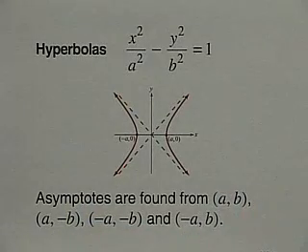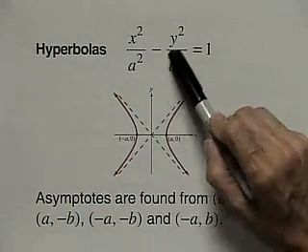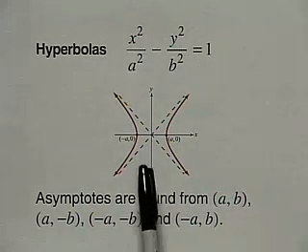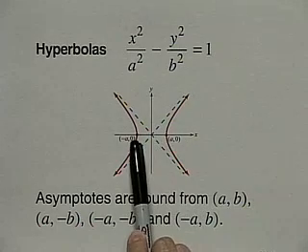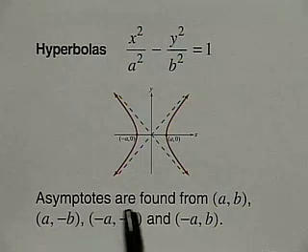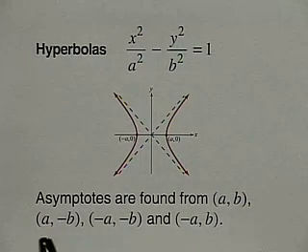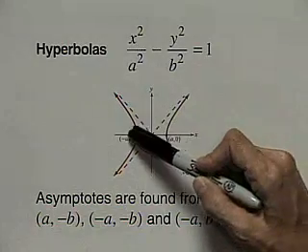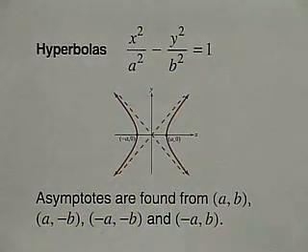Now what about hyperbolas? The equation of a hyperbola might be x squared over a squared minus y squared over b squared equals 1, and in this case, the hyperbola has its vertices on the x-axis. The center of the hyperbola is (0, 0). The asymptotes are found from (a, b), (a, negative b), (negative a, negative b), and (negative a, b). Remember that b is an amount carried out in a direction perpendicular to the axis on which the hyperbola sits.